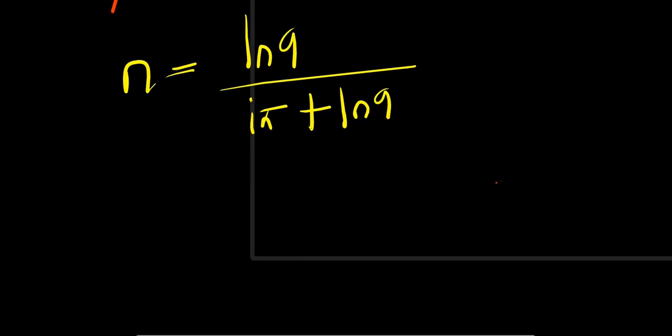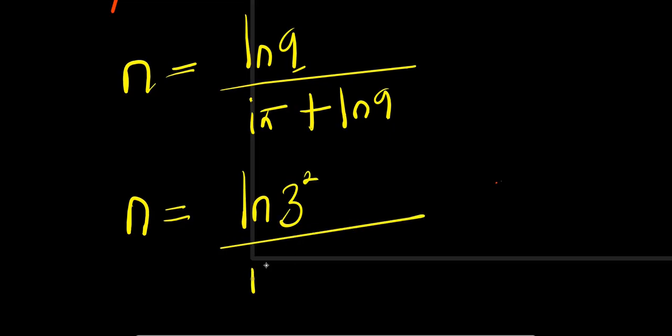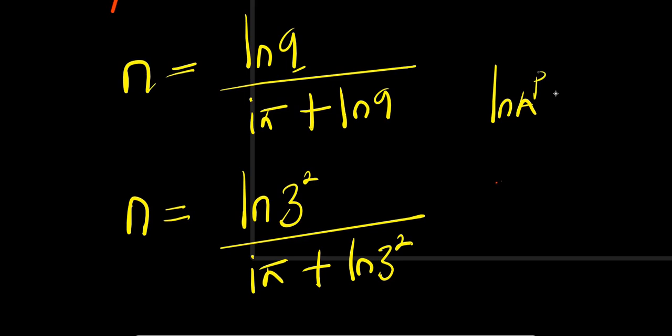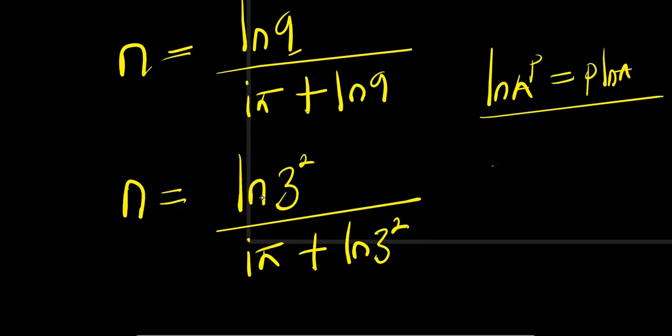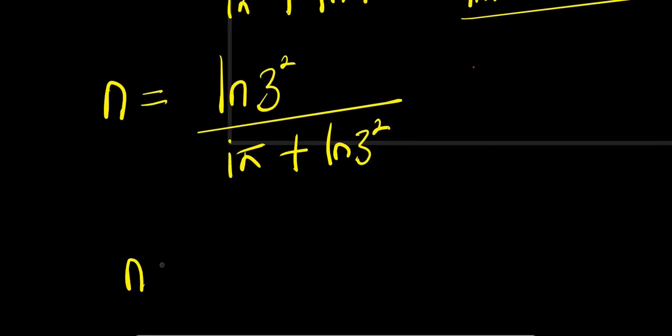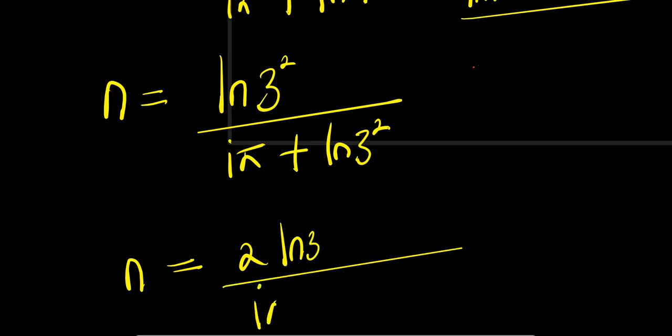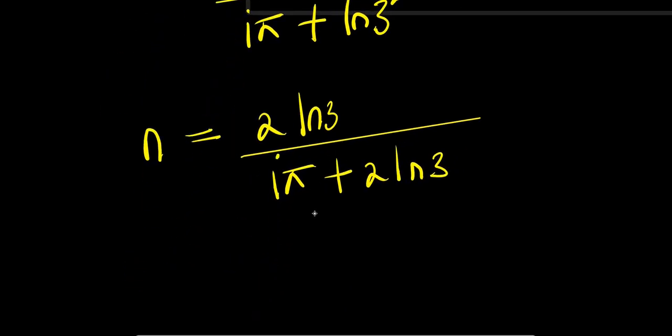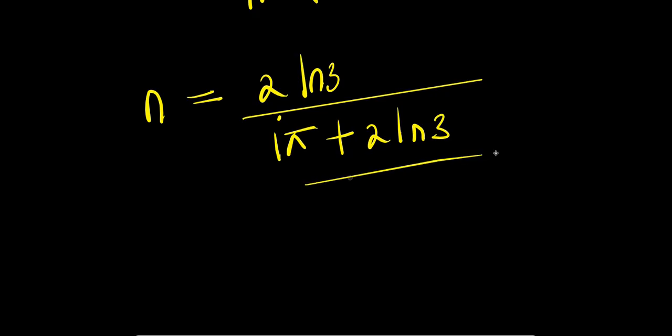And from here, remember that 9 is 3 power 2. We have n equals natural log 3 power 2 divided by i times pi plus natural log 3 power 2. And remember, natural log a power p is p times natural log a. So we have n equals 2 times natural log 3 divided by i times pi plus 2 times natural log 3. So this becomes our solution.